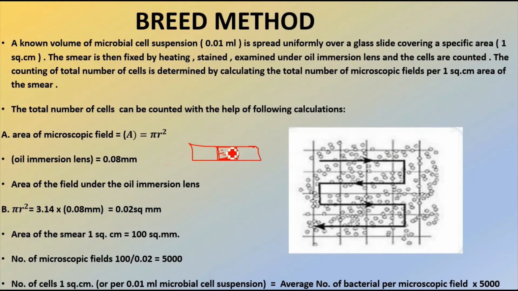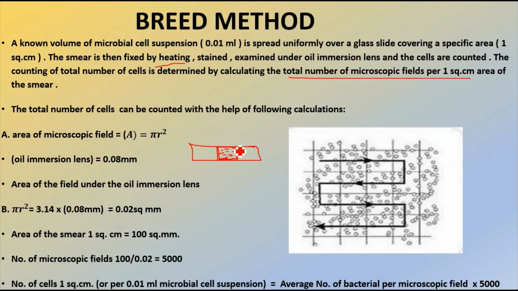So this is how you prepare whatever sample or suspension you are taking. Then this suspension is fixed by heat fixation, like we do in gram staining, and then it is stained and examined under oil immersion, where you can observe the cells very clearly, and then the cells are counted. This counting of the total number of cells is determined by calculating the total number of microscopic fields per 1 square centimeter area of the smear.